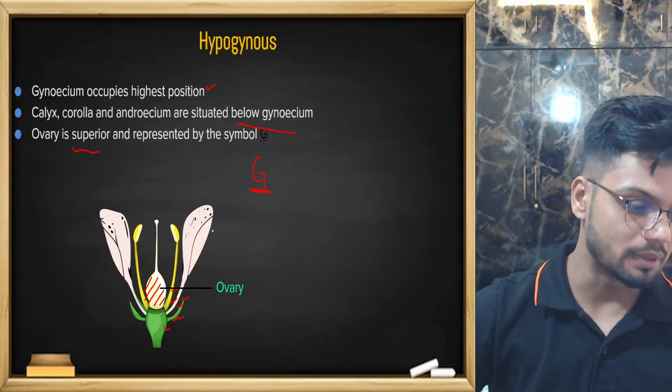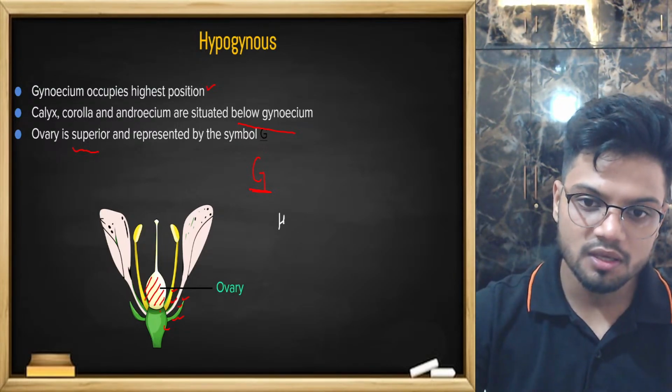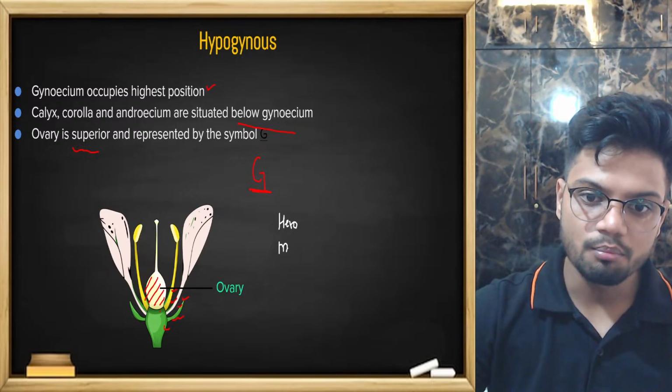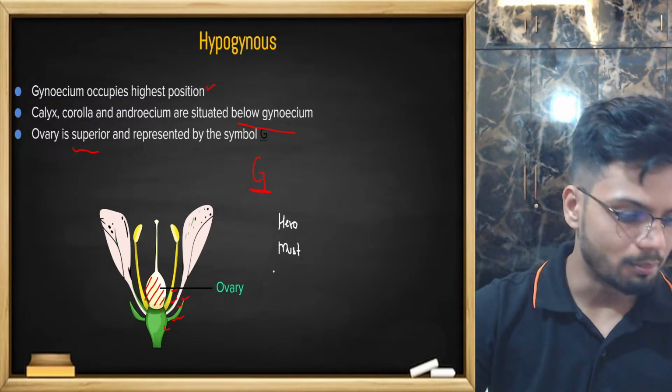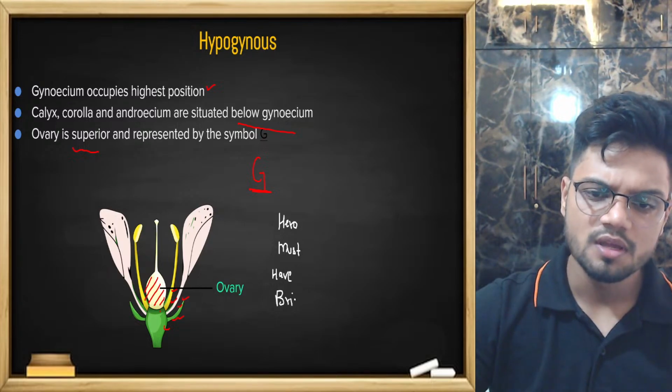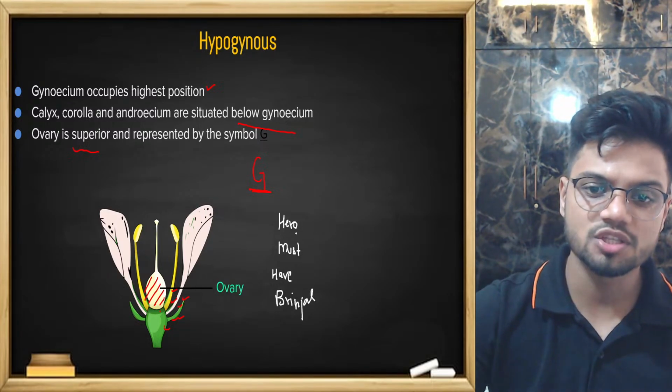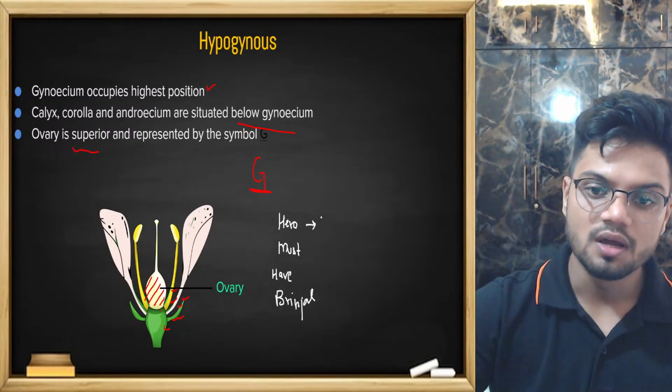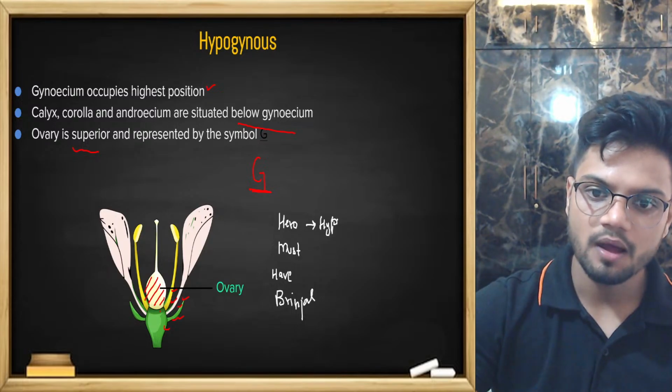Now, example, very simple. Example is hero. The hero must have brinjal. Very simple trick. Hero must have brinjal. What is he? H in hero stands for hypogynous.